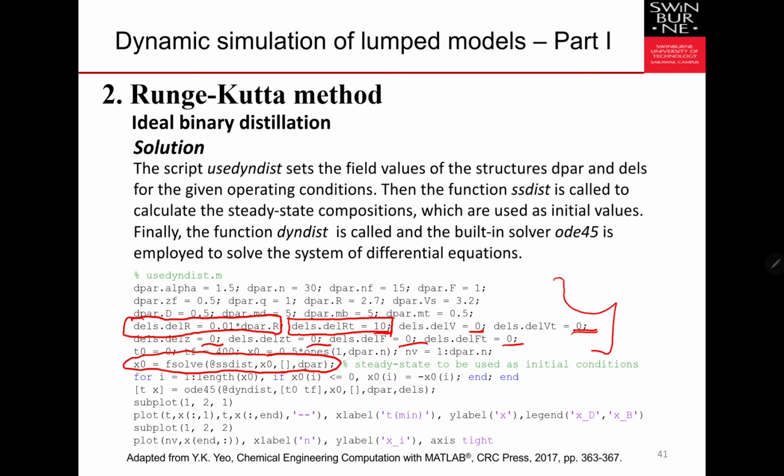Okay, then first we want to solve the steady state case to get the values of the compositions at every tray, which will be used as initial conditions. Okay, after we get the initial value, we use this initial value that we get from this x0 as an input for this ode45 that will use this dynamic distillation M-file function from 0 up to 400. So this t0 in here is defined as 0, and this tf in here is defined as 400. And then we put in all these things, and then we plot this.